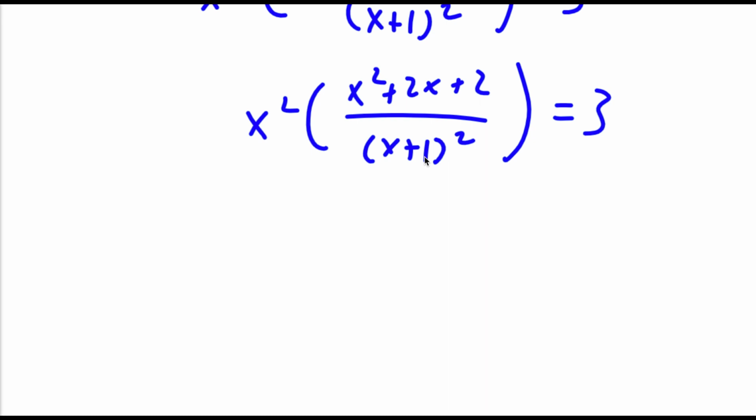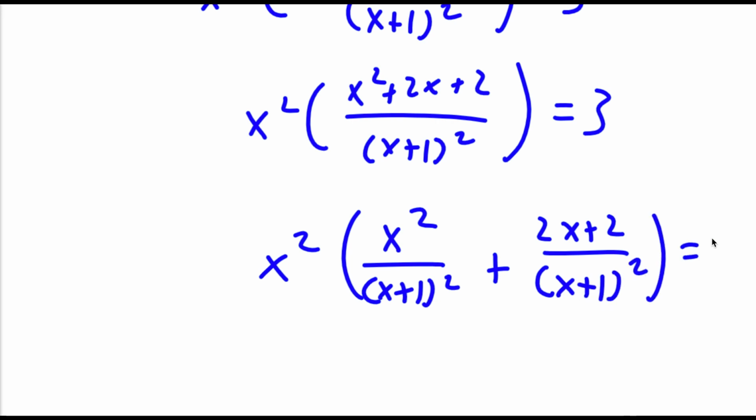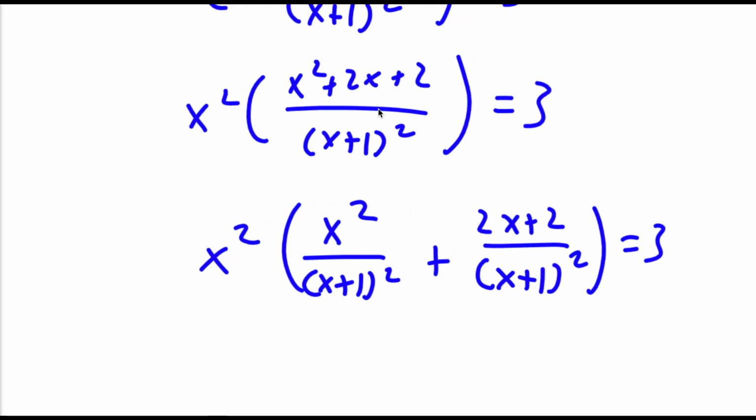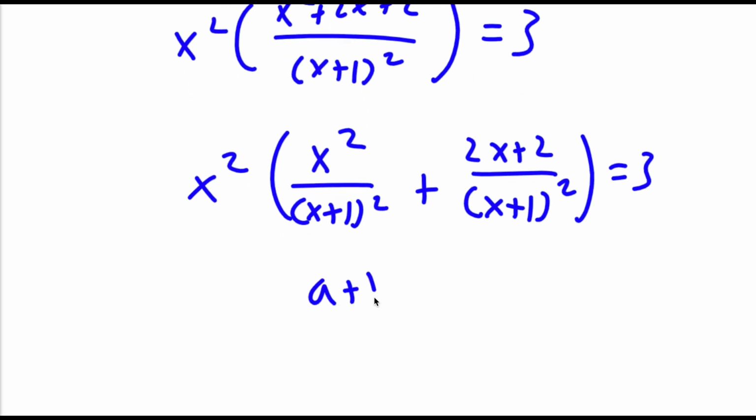Now I can rewrite this as x squared times (x squared over (x plus 1) squared plus (2x plus 2) over (x plus 1) squared). This is equal to 3. How I did this was I simply separated these two, because if you have something in the form (a plus b) over c, this is the same thing as a over c plus b over c.